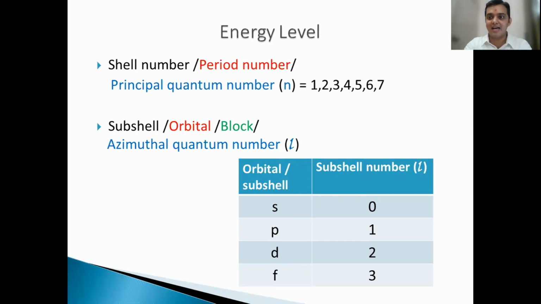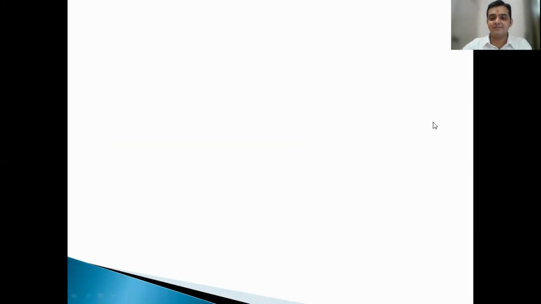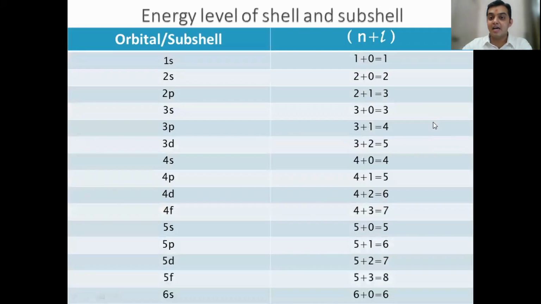तो उसमें क्या करेंगे, S का नंबर will be 0, P will be 1, D will be 2, F will be 3. You have to keep this in mind. SPDF is 0, 1, 2, 3. Let's calculate. The calculation is n plus L value. Like in the first shell you have 1s, so 1 is for the shell number and 0 is for the sub shell number, that is L, azimuthal quantum number. 1 plus 0 is 1.